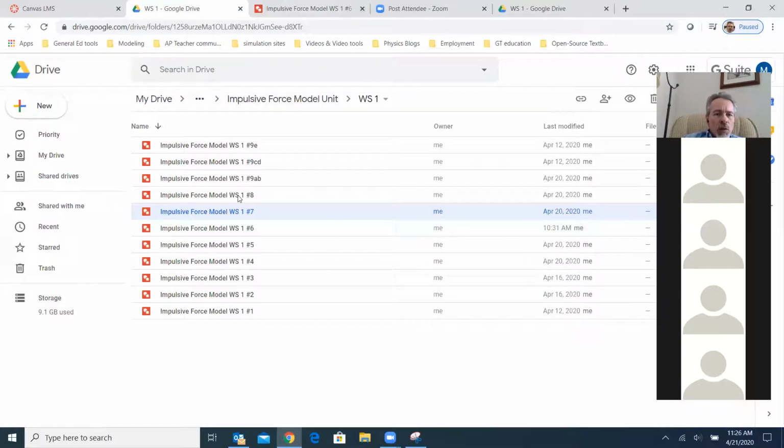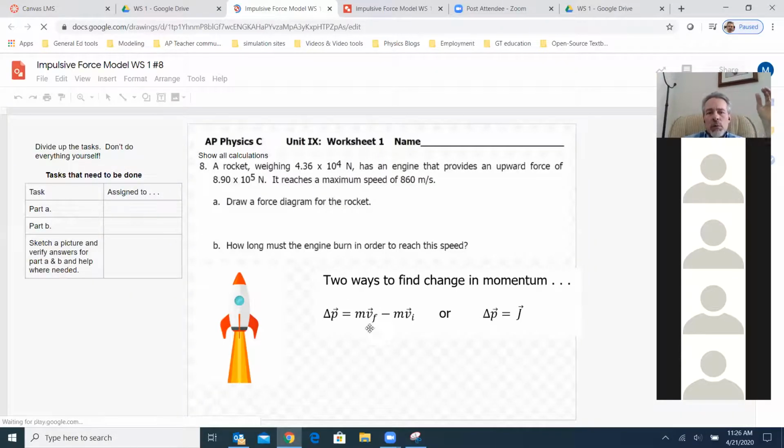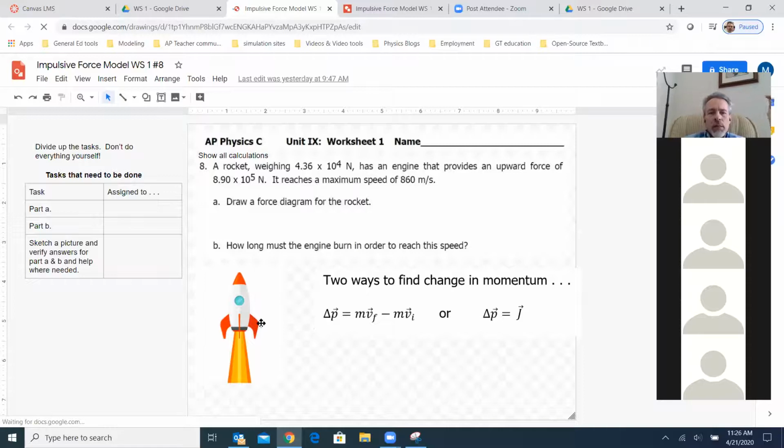Now we're going to move on to number 8, which is a totally different problem. It's not a continuation. In this one, you need to draw a force diagram. That's going to be important to help you solve this last part. So make sure you draw the force diagram first, okay? Let me stop sharing and you guys go ahead and go in your breakout rooms.